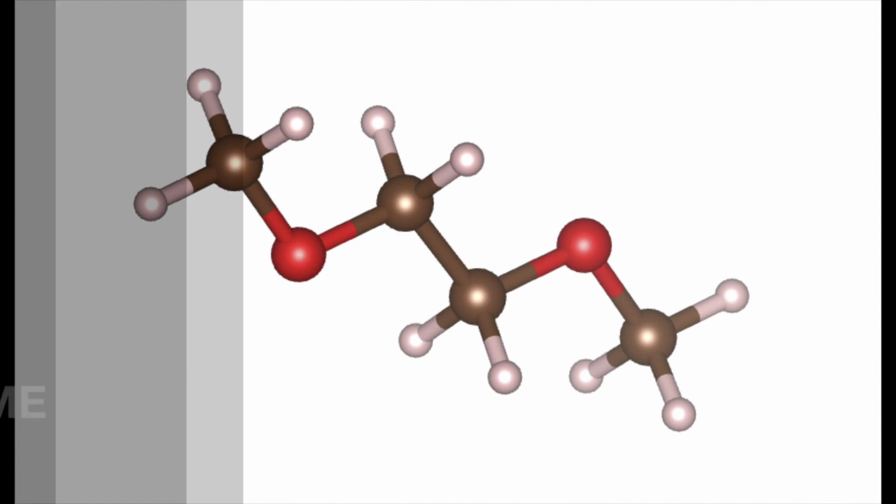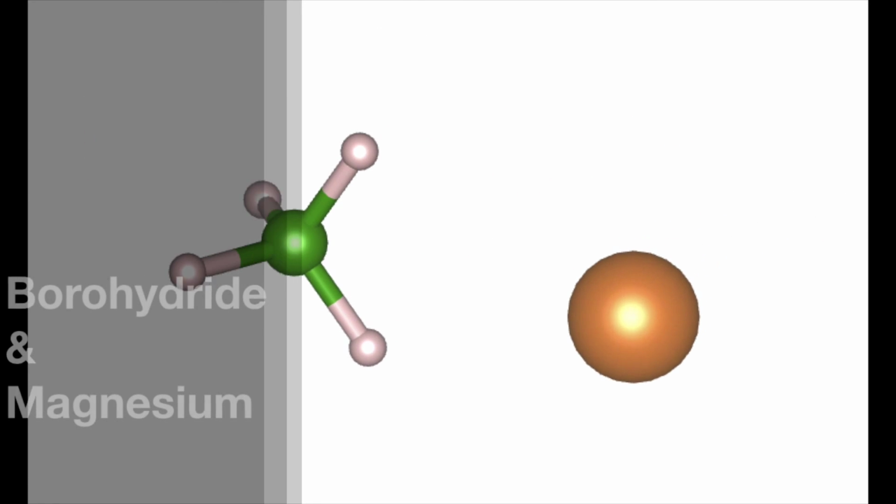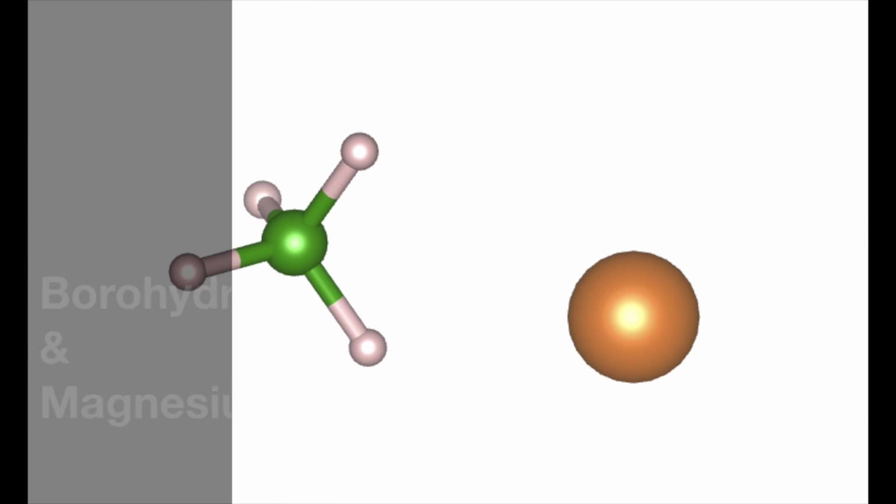The electrolyte is a critical component of every battery, and in this case provides a medium for magnesium ions to move from the anode to the cathode. The electrolyte itself is made up of a solvent and a salt. The solvent I am using is called dimethoxyethane, or DME, and the salt I am using is magnesium borohydride.